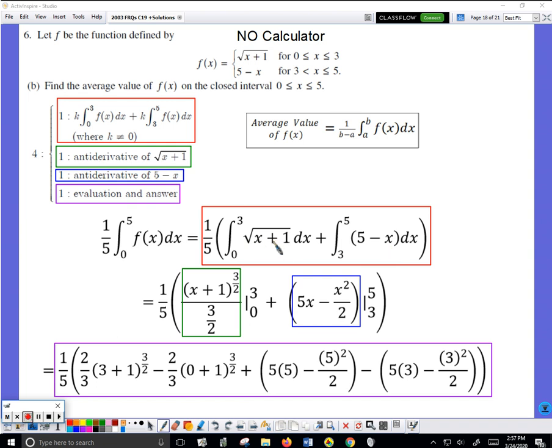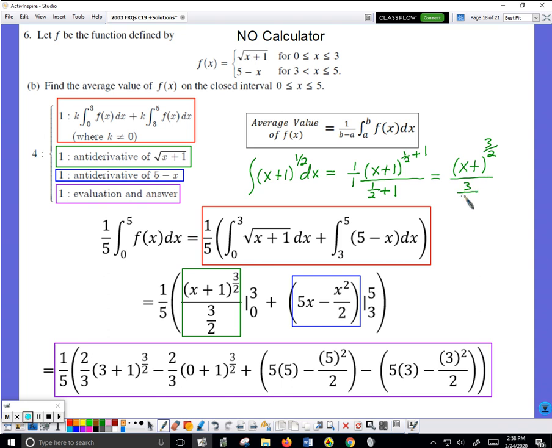This is x plus 1 raised to the 1/2 power. So the antiderivative uses the expanded power rule. So you'd get 1 over a, because a is 1 times x. Then you'd have ax plus b to the 1/2 plus 1 divided by the same, 1/2 plus 1. Which is really just x plus 1 to the 3/2 divided by 3/2. Simplification is not required. So that's what I have here.